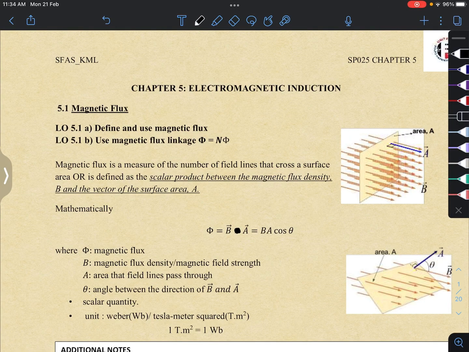Assalamualaikum and hi. So today we are going to look at a new chapter, chapter 5, electromagnetic induction. So in this video we're going to look at subtopic 5.1, magnetic flux.